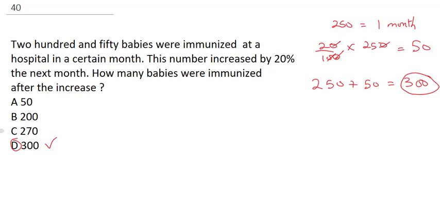D. Another way you can solve this is to just add the increase: 120 over 100 times 250. This cancels this, this cancels this. 12 times 25 gives us 300. So whichever way, you can get the correct answer.